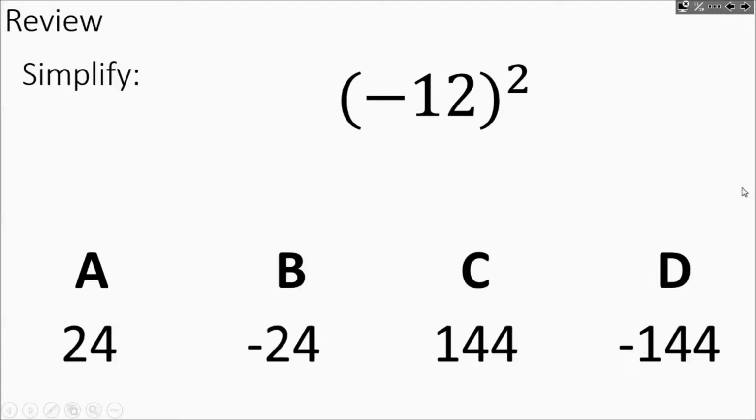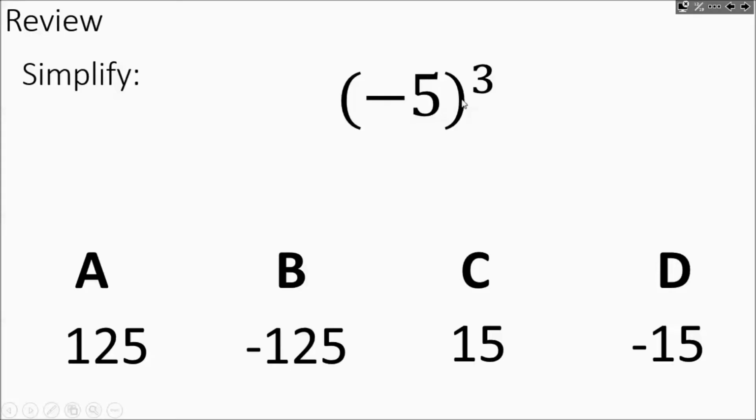Negative 12 in parentheses to the second power. As soon as you see it's in parentheses, you want to see how many negative signs you'll be dealing with. And you'll be dealing with 2 negatives, so that's going to be a positive. It's going to come out positive 144. Negative 5 to the third. 5 to the third is going to be 125. This negative's included, so there's going to be a total of 3 negatives. It's going to be a negative 125.